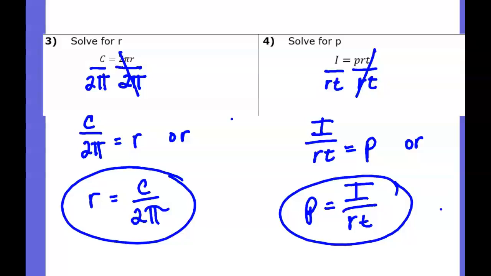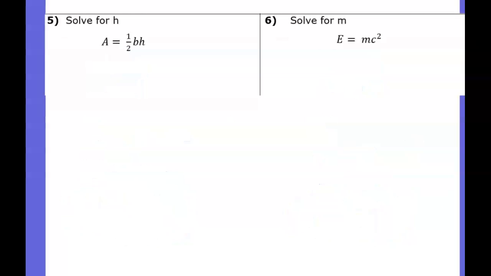All right, number 5, we're solving for h. When you have a fraction, in this case we want to get h by itself, so we want to get rid of the fraction. In order to take 1/2 and make it go to 1, we're going to multiply by the reciprocal, which is 2 over 1. So that's how we get it to be 1. We multiply both sides by 2.